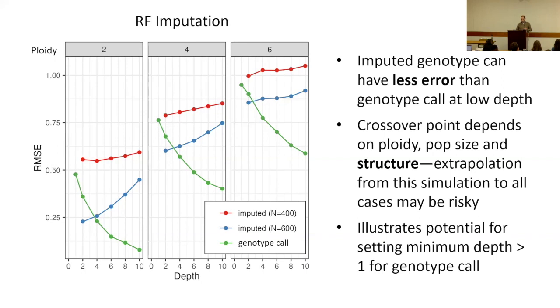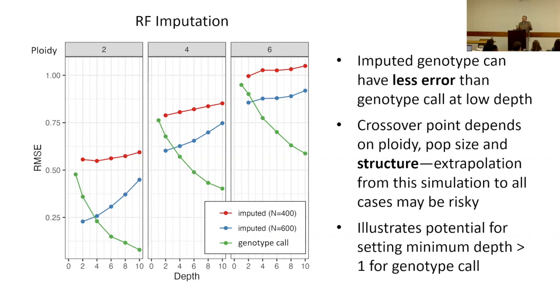That's the green line. But if I actually called it as missing and then imputed it, as long as I had 600 individuals, I could get a lower imputation error than if I used the 2 reads. So I just throw away the 2 reads, essentially, and I just rely on the neighboring information from the other individuals in the population. And that crossover point tends to be higher for a hexaploid than it does for a diploid.